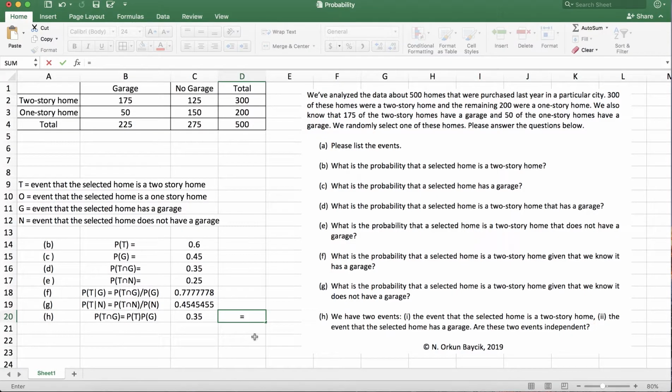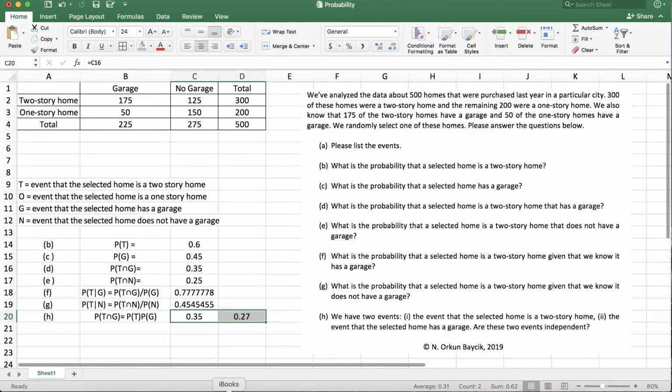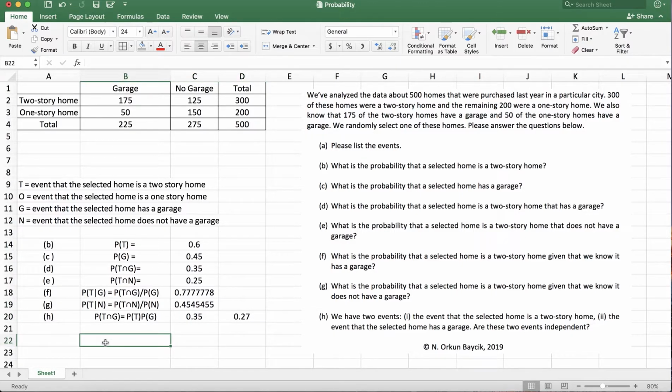So let's look at the product of the marginal probabilities. The probability of T is given in part B, so 0.6 times the marginal probability of G, which is 0.45. Okay? So the product is equal to 0.27. Are these two values equal to each other? The answer is no. So our conclusion will be T and G are not independent. Okay? If they were equal to each other, we could conclude that they are independent, but if they are not equal to each other, they are not independent.